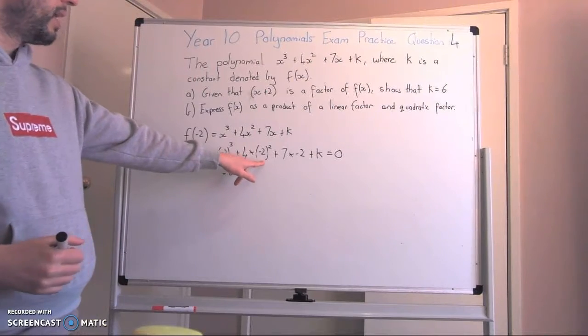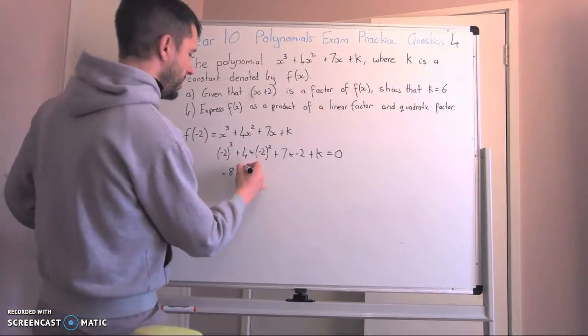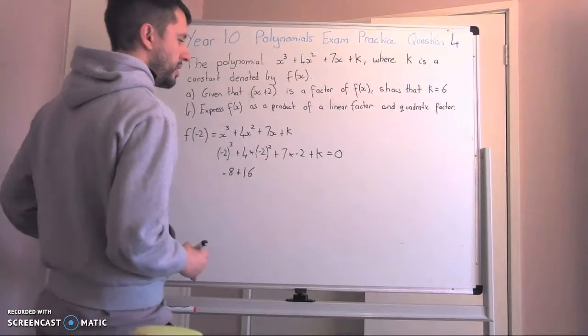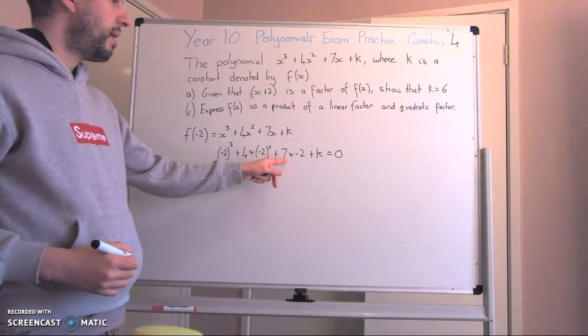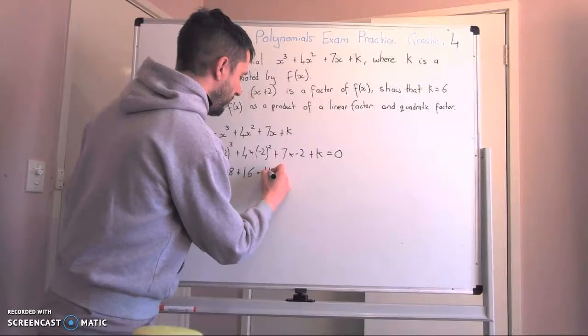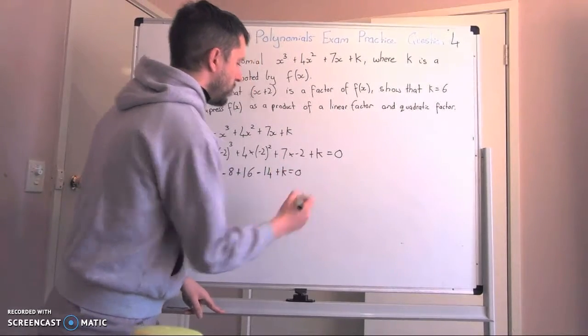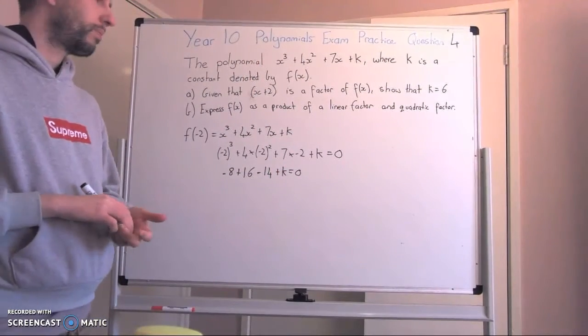Then we've got our next part. Negative 2 squared is 4. 4 times 4 is 16. Positive 16. Positive 7 times negative 2, that is negative 14. Plus k is equal to 0.